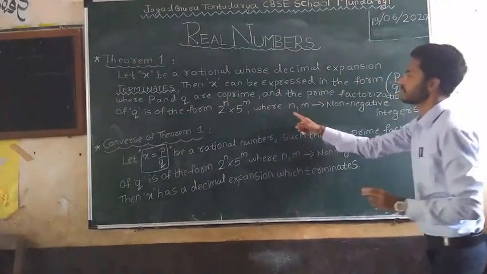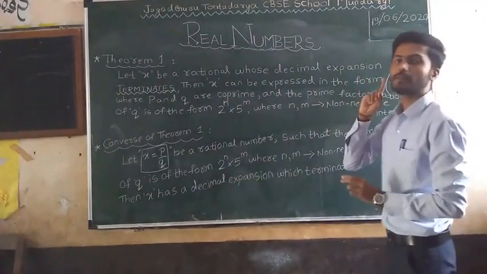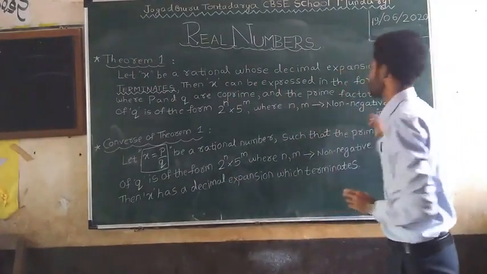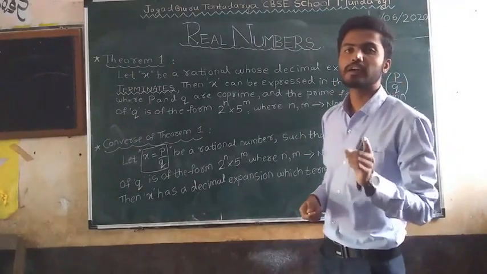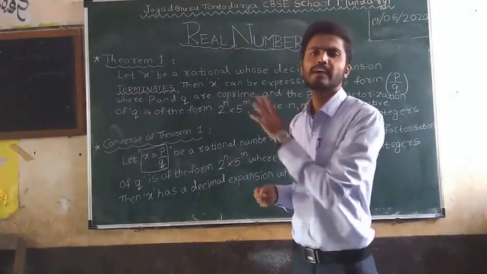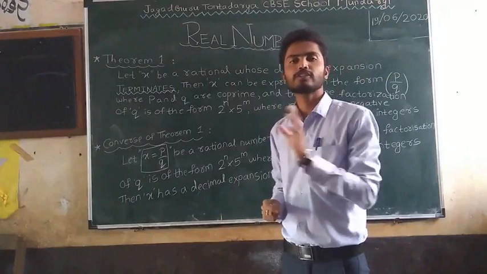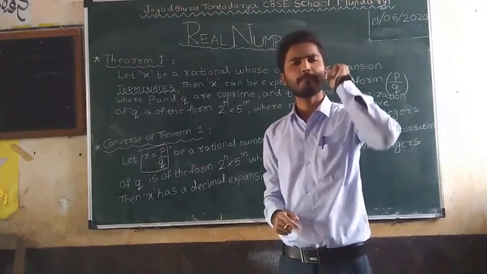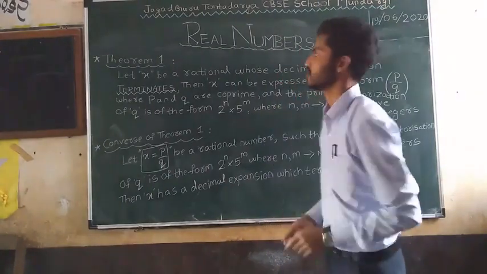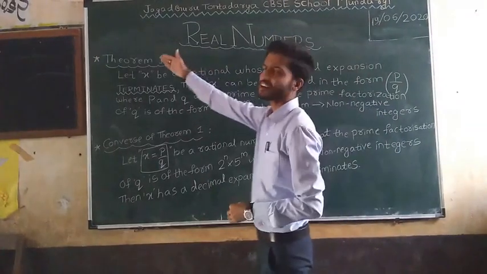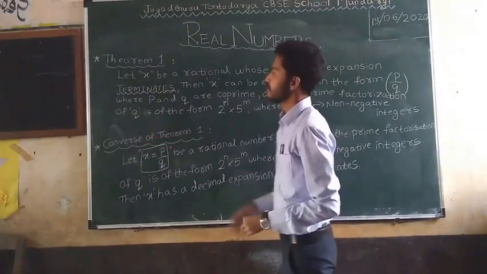The most important point is that n and m are non-negative integers. So it should not be something like 2 raised to minus 1 or 5 raised to minus 3; it should not be negative integers. It should compulsorily be non-negative integers. Now, what is the converse of theorem 1?